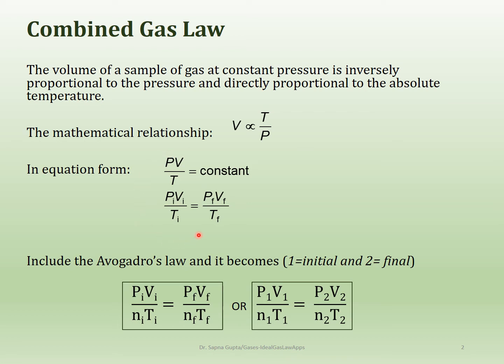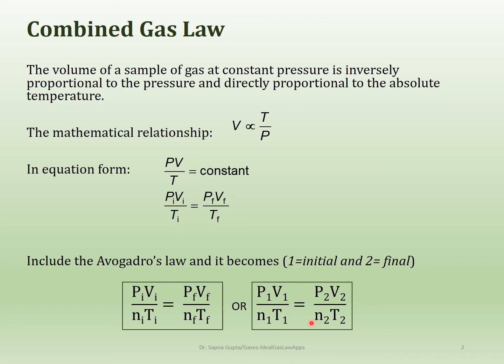So an initial set of values of pressure, volume, and temperature is going to be equal to a final set of values, because the pressure times volume divided by temperature is equal to a constant. This is how you will find the equation in a lot of books. I like to also include Avogadro's law in this, because in this equation you don't see Avogadro's law. And so then my equation becomes P initial, V initial divided by N initial and T initial. So the initial set of values for pressure, volume, moles, and temperature is going to be equal to the final set of values.